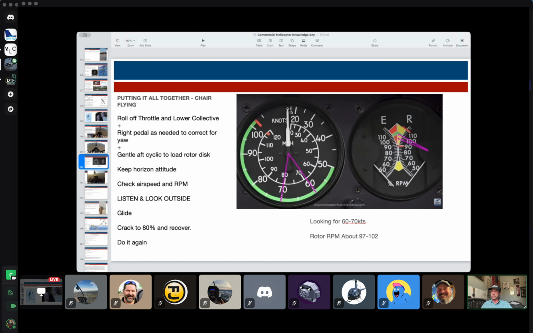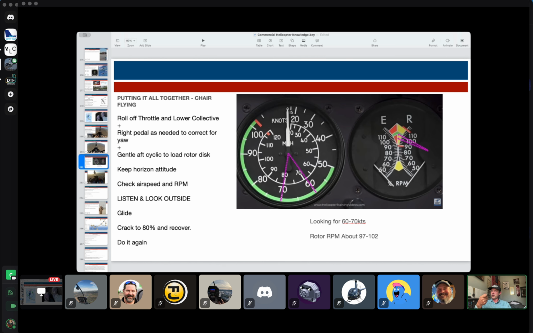It gets the point across. We're trying to keep our RPM above 97, right around that 101 mark, so we're trying to keep this RPM in the green, essentially. And we want to keep our airspeed between 60 and 70. Those are the stats we're looking for on the gauges. However, we're not going to be focusing on the gauges. We're going to focus on getting a nice entry first.